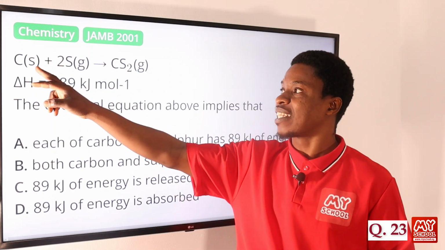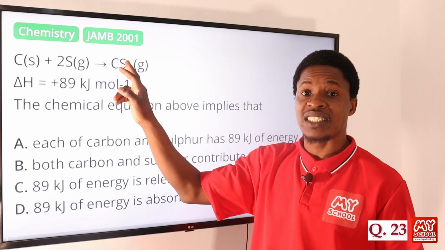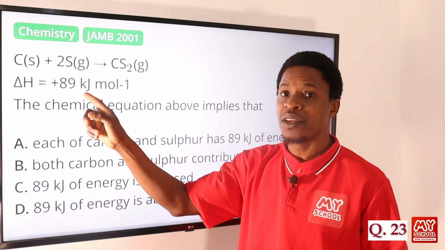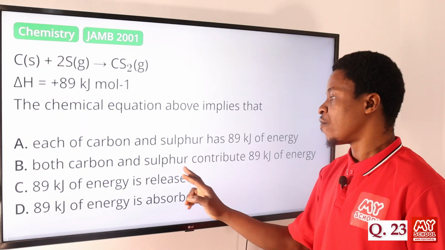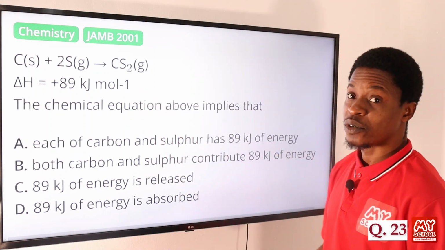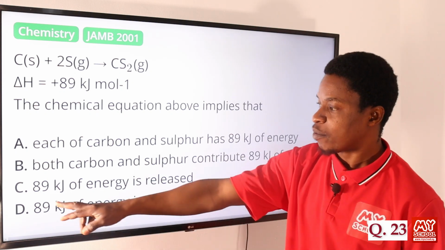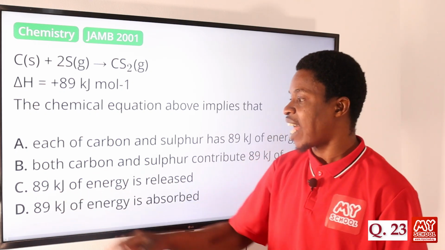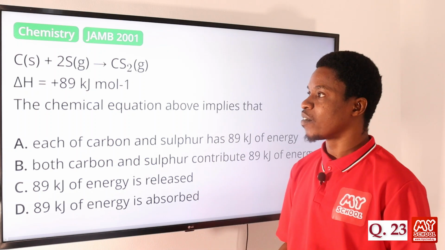So what is required to give this as the product is 89 kilojoules, but it is not that both of them actually contributed 89 kilojoules per mole. So that is not correct. Option C says 89 kilojoules of energy is released.